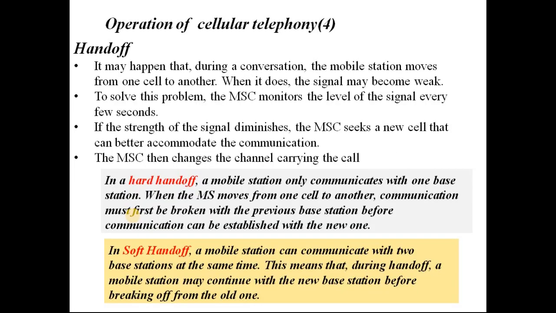Next is handoff. See, the mobile station keeps moving, so it might switch to different cells, which is nothing but it might have to switch to different base stations. So when the mobile moves, and one base station finishes off its range, then the mobile station has to be handed over to the next nearest base station. That base station will take care of the communication. This is basically called a handoff. There are two types: one is hard handoff and one is soft handoff.